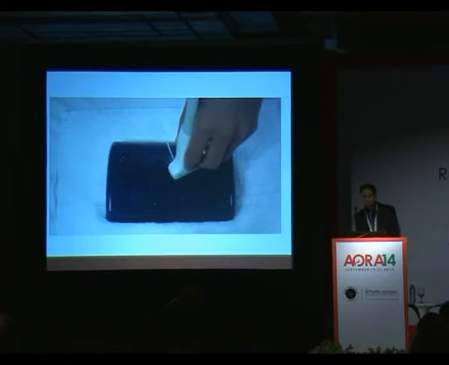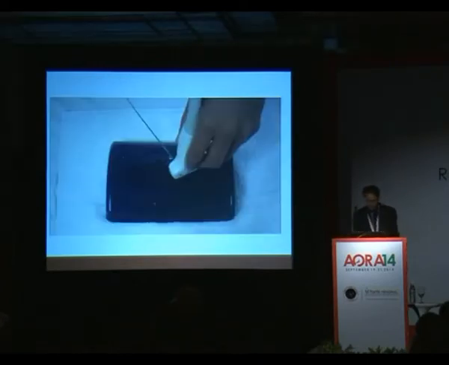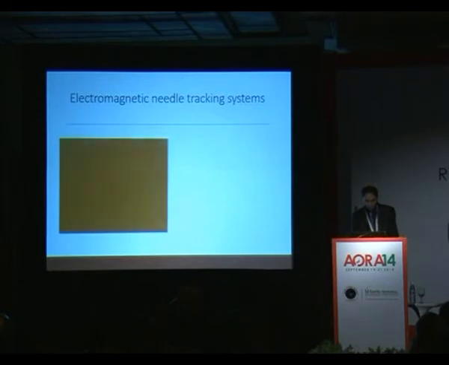So this is a video from the manufacturer entering a phantom. You can see this targeting this structure, and you can see the needle going in. So this is a very nice concept.